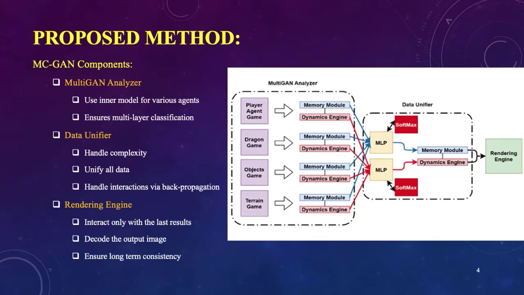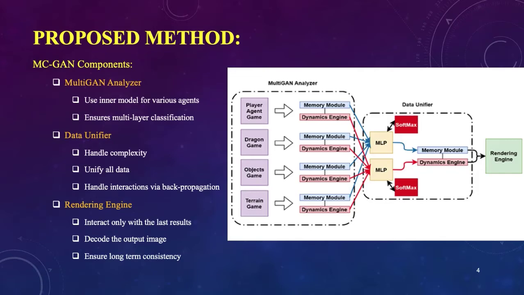We then create a model consisting of 3 parts: Multi-GAN analyzer, data unifier, and rendering engine. In the Multi-GAN analyzer, we use an inner model for each Boolean agent, player agent, and train agent to work simultaneously but separately. This ensures multi-layer classification of static and dynamic data. The complexity created in the Multi-GAN analyzer makes it difficult to work with the data if it is not handled. The data unifier aims to unify all the data generated in different classes in the Multi-GAN analyzer to reduce this complexity and make the data ready for visualization by the rendering engine.